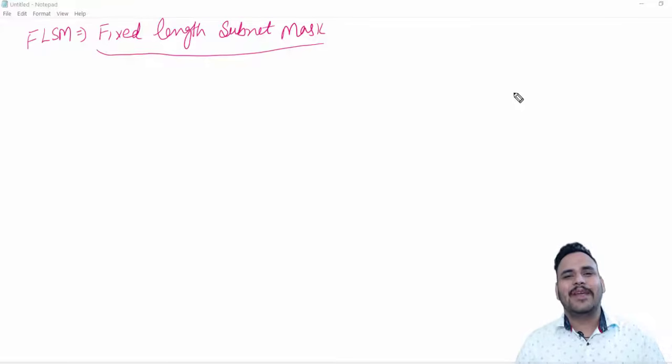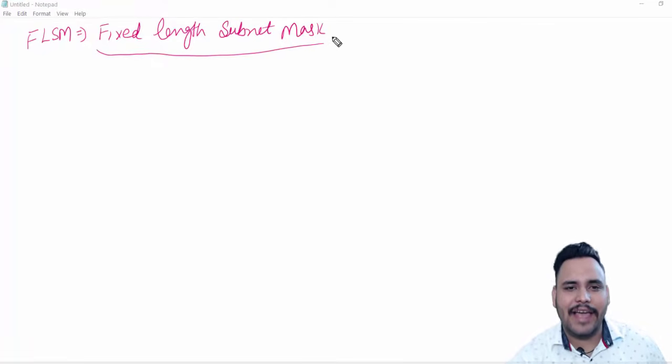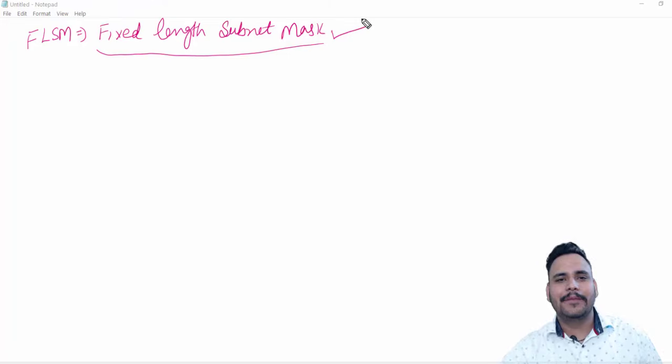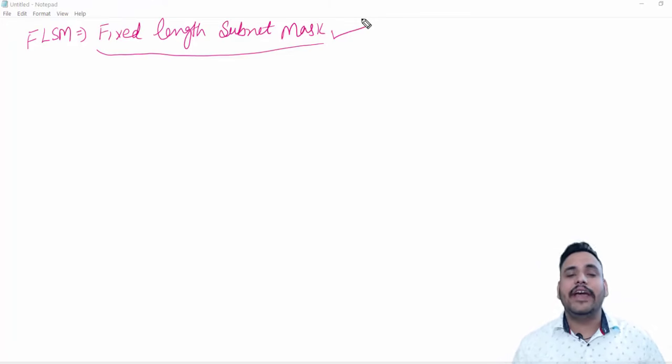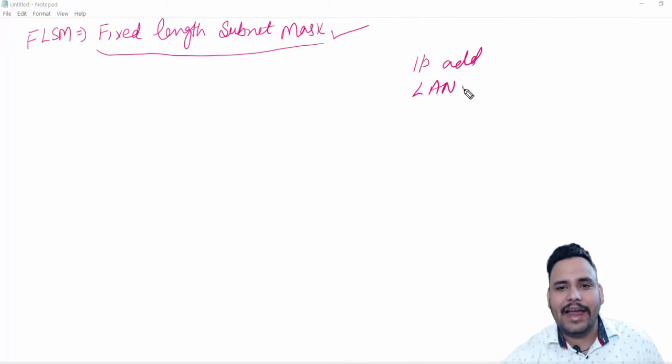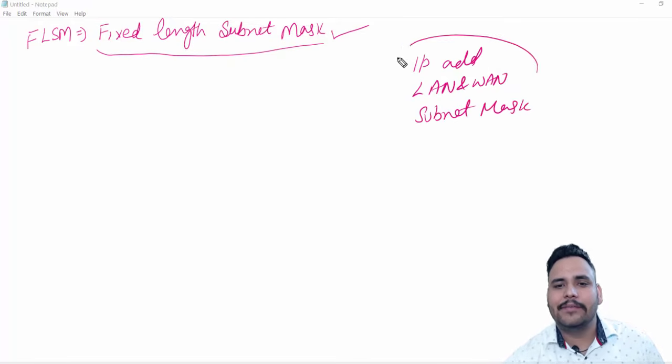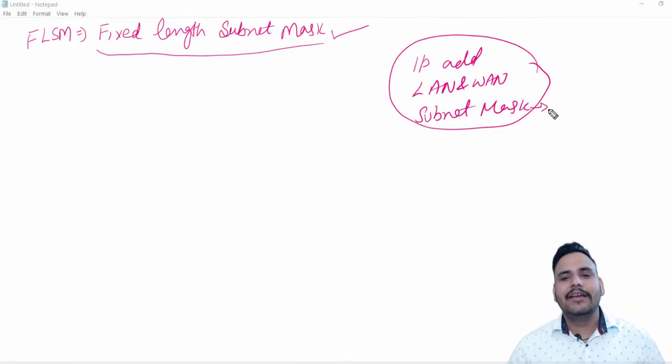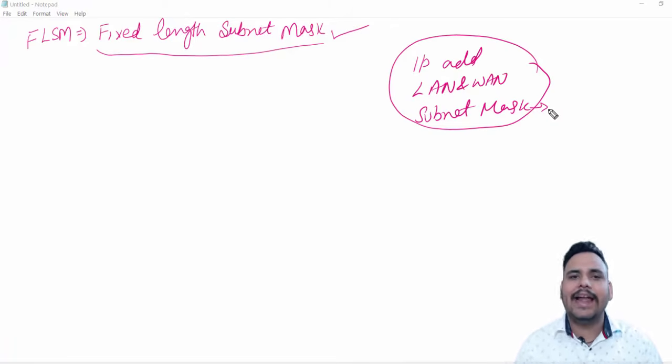Hello friends, our today's topic is FLSM, because in our last lecture we discussed what is an IP address, what is LAN and WAN, and what is a subnet mask. The IP address is my unique identity. The subnet mask is used to divide LAN and WAN, network ID and host ID. And with the network ID and host ID concept, you can make LAN and WAN.